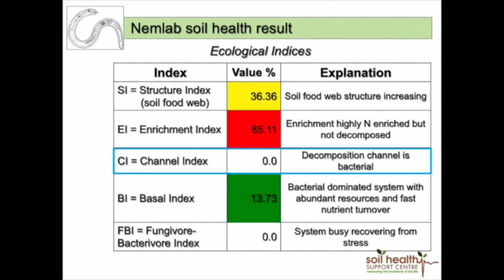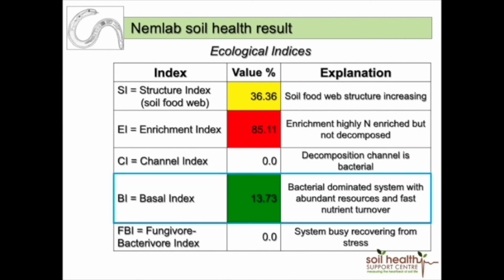The channel index indicates the predominant decomposition pathway. A high value indicates more fungal decomposers, so it means that the food resources that are available are high in lignin and cellulose. A low value indicates more bacterial decomposers, which indicates the availability of more nitrogen-rich resources. Remember, the more of a certain food there is, the more of the microbe that feeds on it, the more of the nematode that feeds on that microbe.